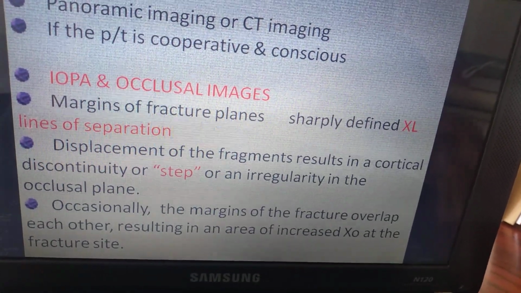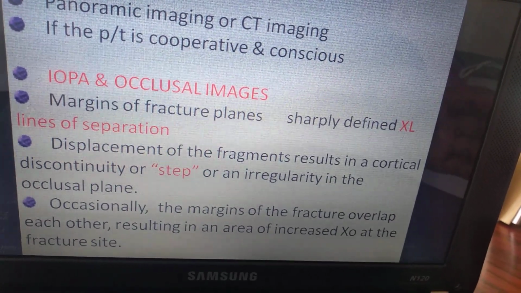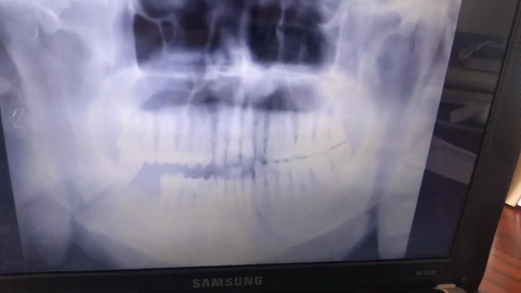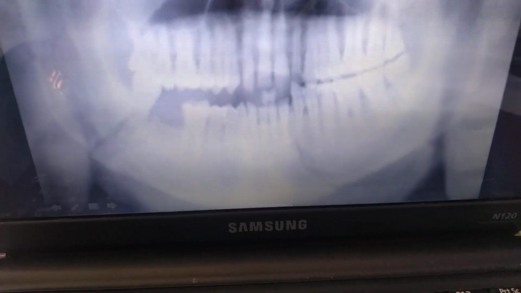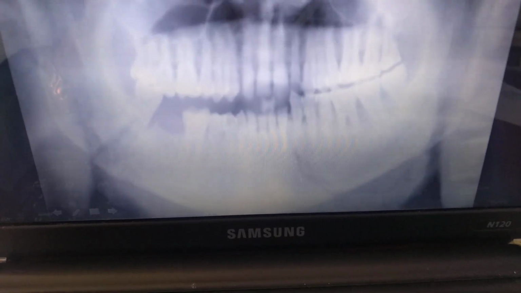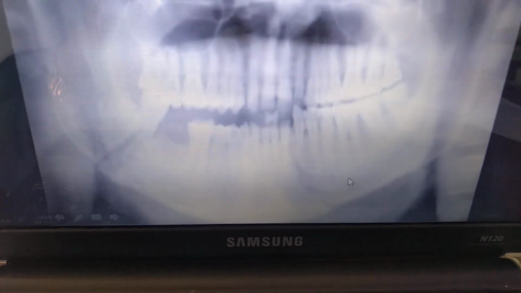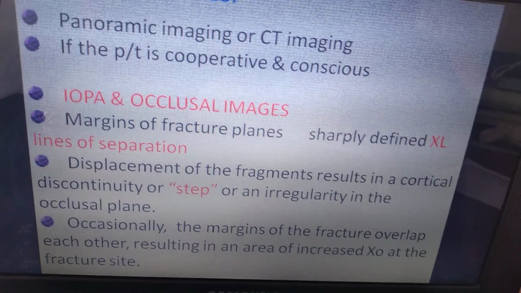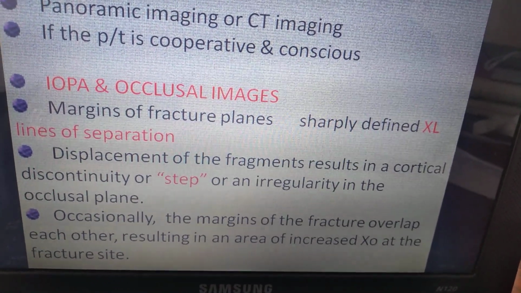Margins of the fracture planes are sharply defined, with radiolucent lines of separation. There is a radiolucent line of separation here. This is the fracture of the mandible, and there is a clear radiolucent line between the fracture segments. So margins of the fracture plane are sharply defined, with a radiolucent line of separation.